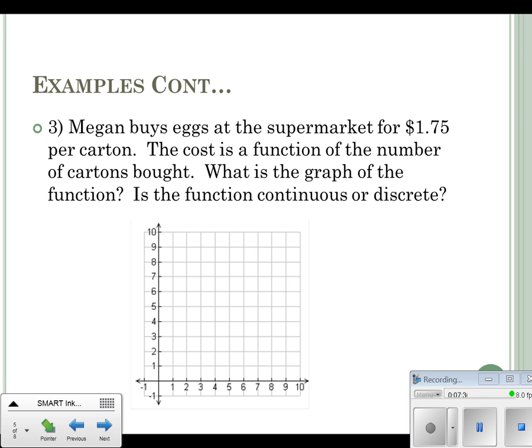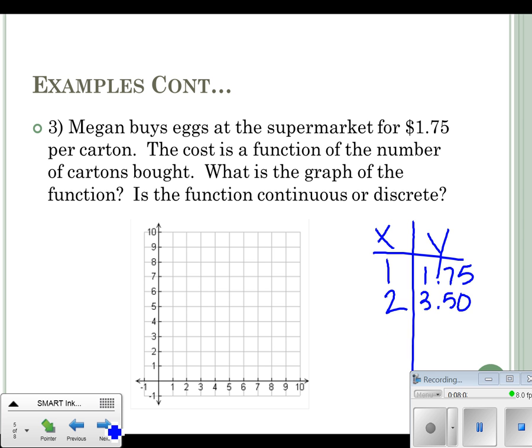Megan buys eggs at the supermarket for $1.75 per carton. The cost is a function of the number of cartons bought. What is the graph of the function, and is the function continuous or discrete? So we are buying cartons of eggs. So for 1 carton, it's $1.75. For 2 cartons, that would be $3.50. For 3 cartons, that would be $5.25. 4 cartons would be $7, and so on. I could keep going.